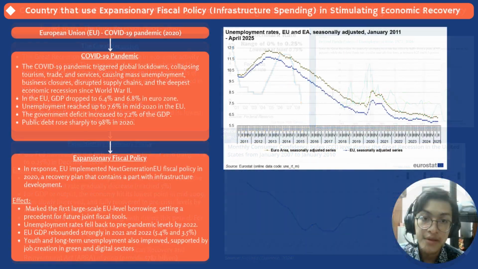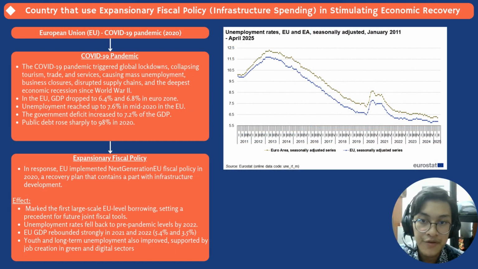The COVID-19 pandemic had triggered a global lockdown and the deepest economic recession since World War II. In the EU itself, the GDP had dropped by 6.4% and in the Eurozone by 6.8%. The unemployment had reached up to 7.6% and the government deficit increased to 7.2% of GDP. Public debt also rose sharply to 98% in 2020.